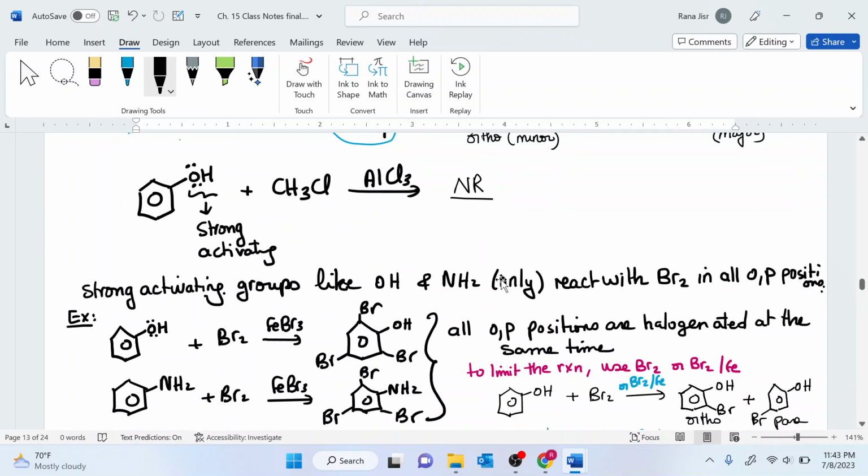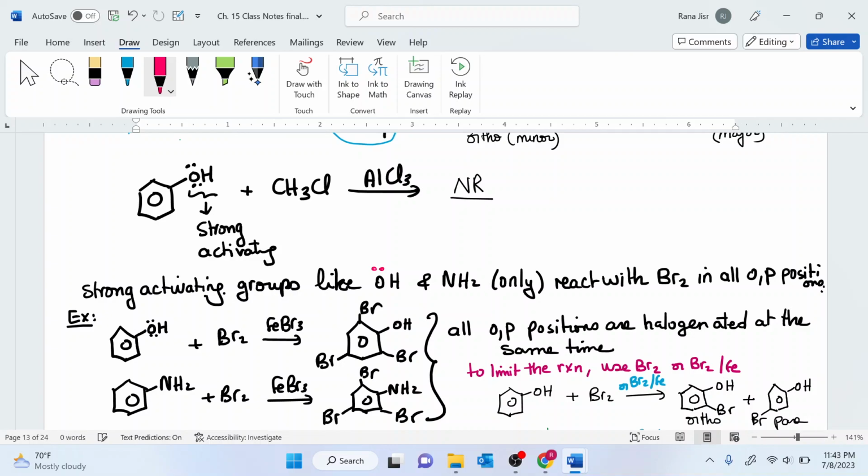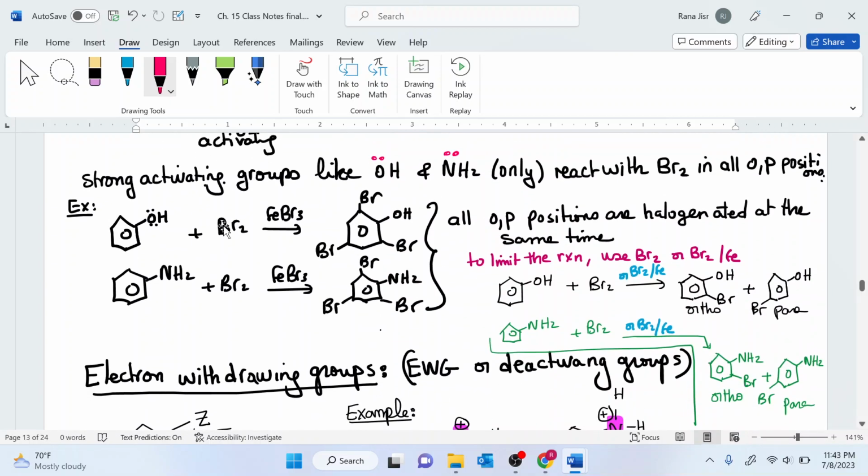OH and NH2 are both unique because they are very strong electron donating groups. So whenever you are brominating or nitrating, you have to pay attention to the amount of nitration and bromination that you're getting in your product, because they are very strong activators. They are going to direct to all the positions at the same time.